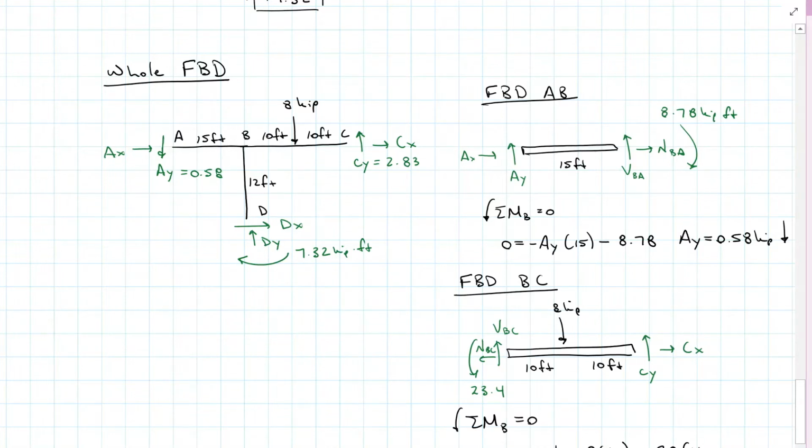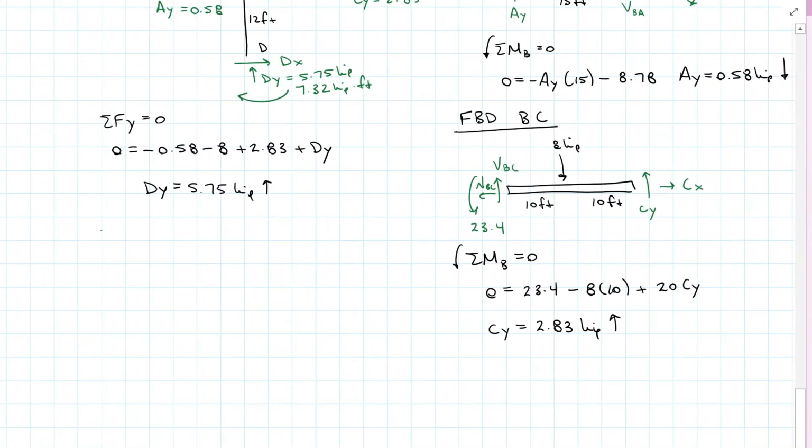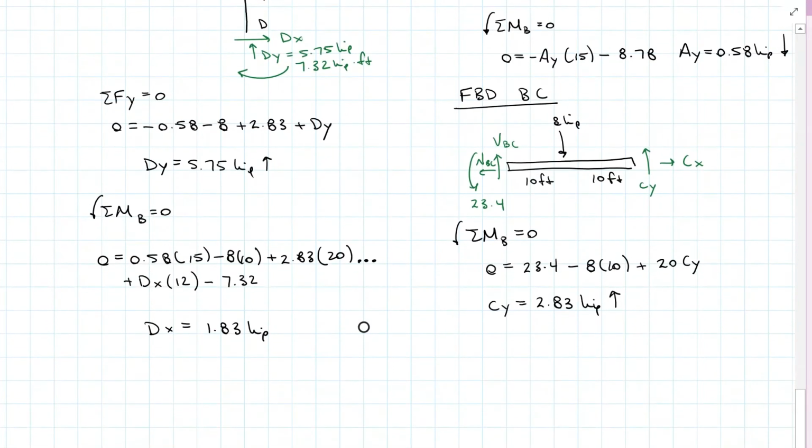So now I can sum for my forces in the y direction on my whole free body diagram. And we find that DY is equal to 5.75 up. Again, on my whole free body diagram, I can sum moments about B. And I find that DX is equal to 1.83 kilopounds. And I get a positive answer, so it is acting to the right.